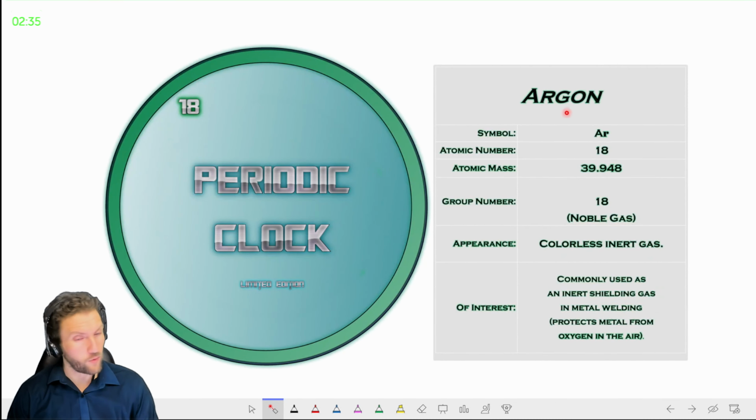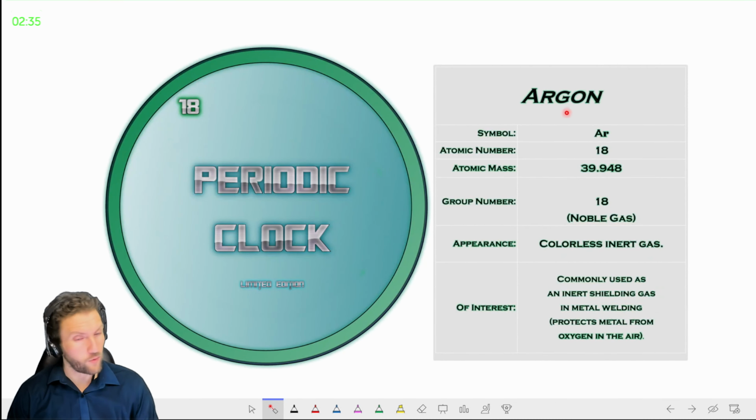Okay, next one, argon. We're almost there, so close. 18, Ar. There it is. Symbol Ar, atomic number 18. The mass is 39.948. This particular one is group 18, noble gas. Appearance, well, it's a colorless inert gas. Of particular interest, it's actually commonly used as a shielding gas in the process of welding. And this is where we fuse two pieces of metal together to create an incredibly strong bond because the metal has literally melted and rejoined. Pretty powerful stuff.